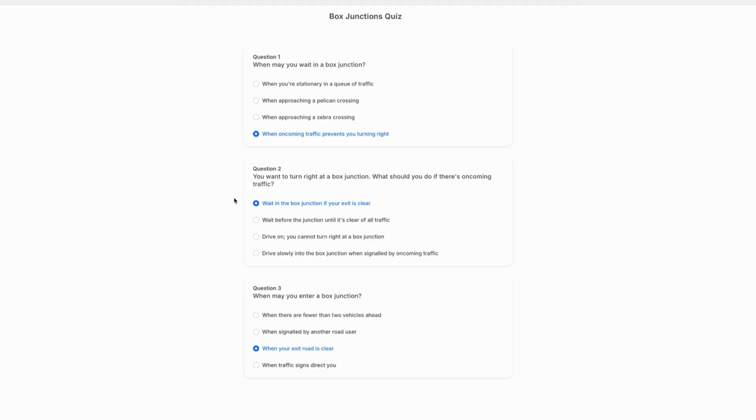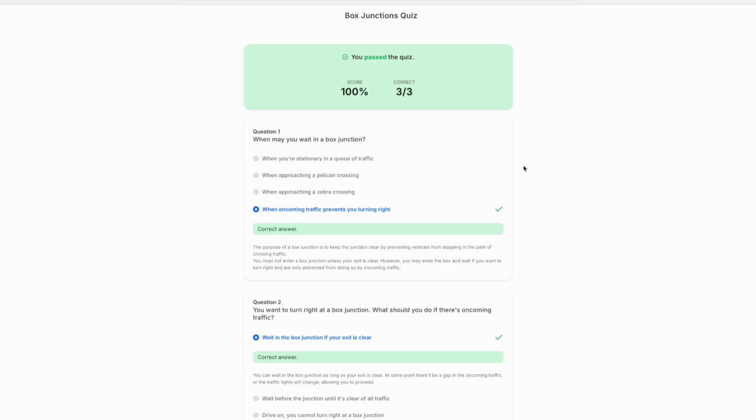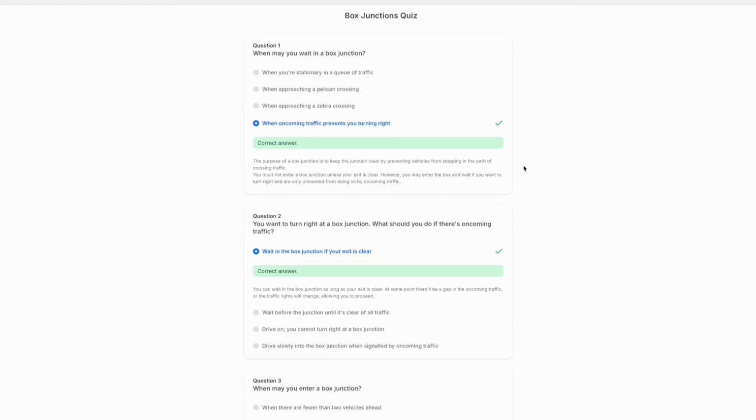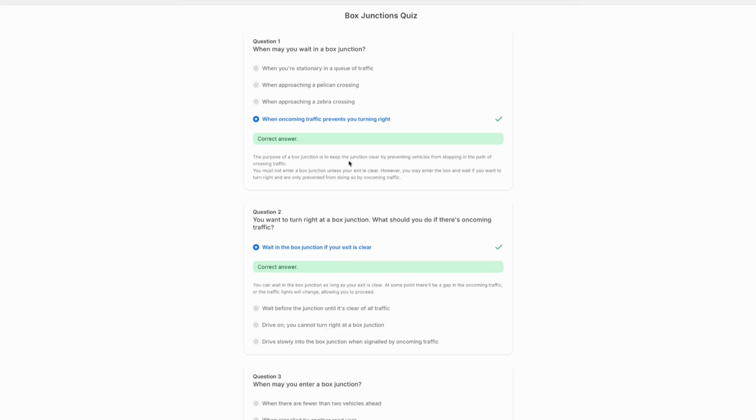And remember that you're allowed to turn right at a box junction, unless signalled otherwise by a sign. And if you are turning right and stopped by oncoming traffic, then you are allowed to wait inside the box junction itself. So we'll go ahead and complete the quiz. And as you can see, all of the correct answers there. So the purpose of a box junction is to keep the junction clear by preventing vehicles from stopping in the path. You must not enter a box junction unless your exit is clear. However, you may enter the box and wait if you want to turn right, and are only prevented from doing so by oncoming traffic. And that covers all of those answers there.